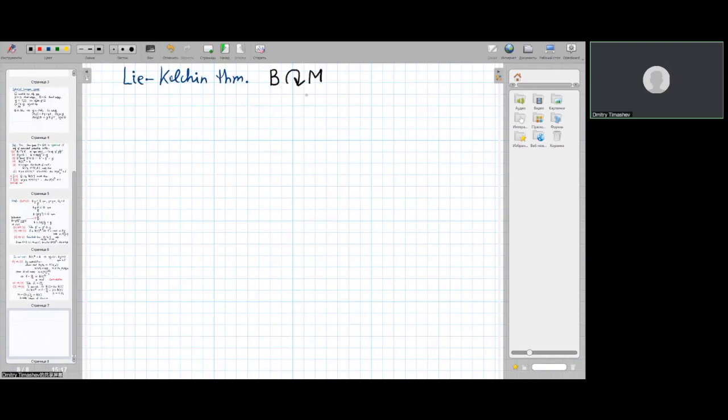What is the second person's name? Kolchin. Kolchin. This is a mathematician of the first half of the 20th century, an American mathematician. Emil Kolchin. I'm not sure about the first name, but the surname is Kolchin.